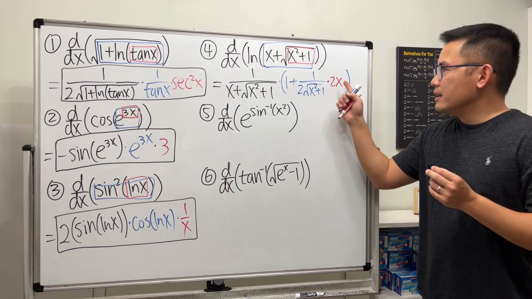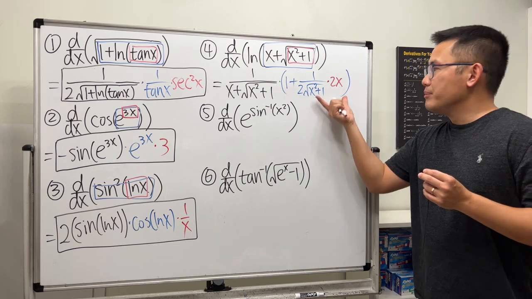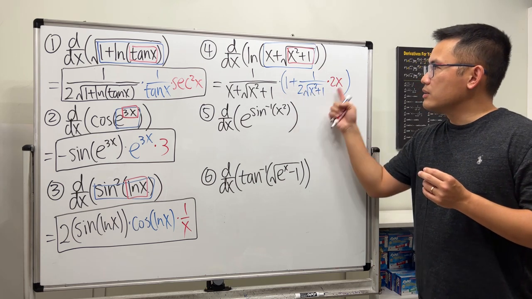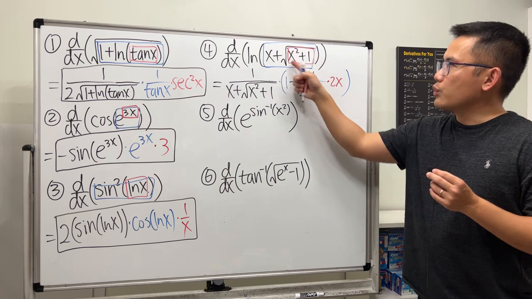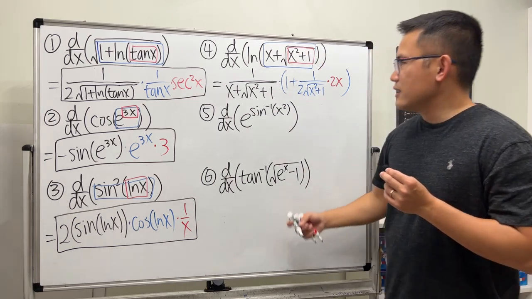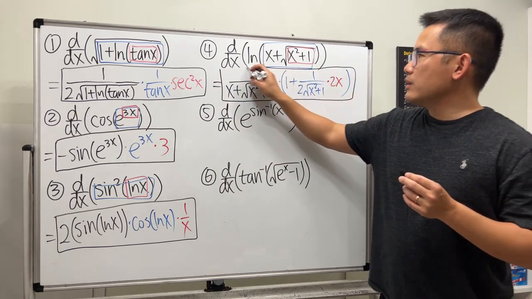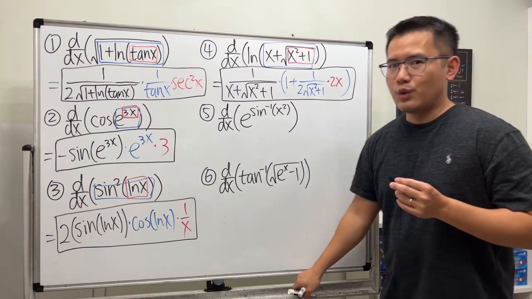All right? This 2x must be with this blue part, not on the outside, because this whole thing is the derivative for the square root of x squared plus 1. So be really careful with that. It's a very common mistake for this particular question. And this is also a very common question for your Calculus 1 class.